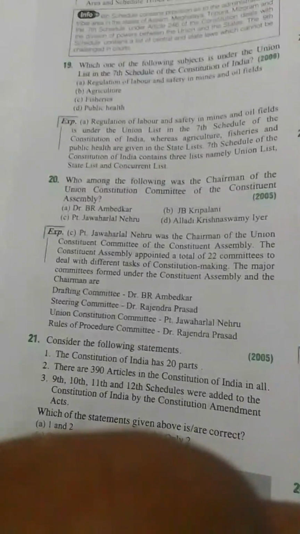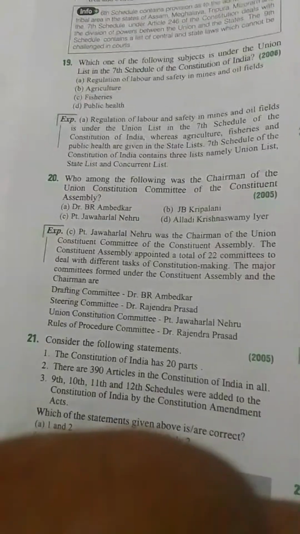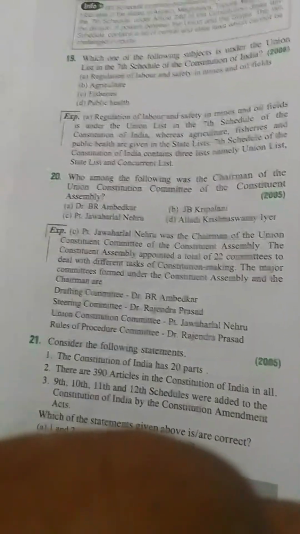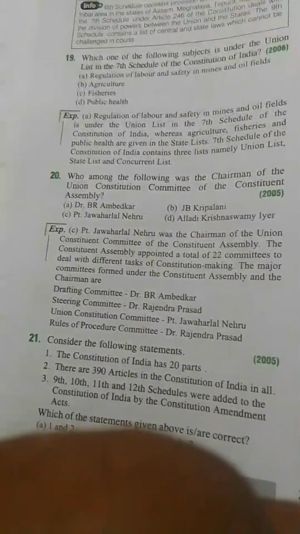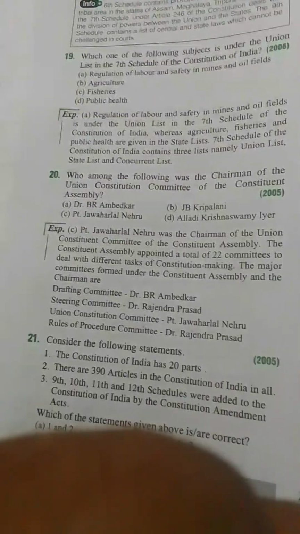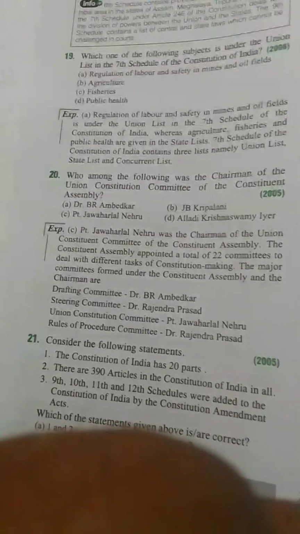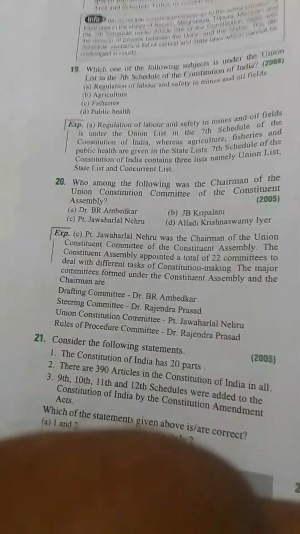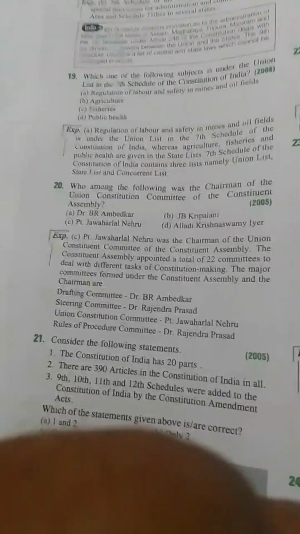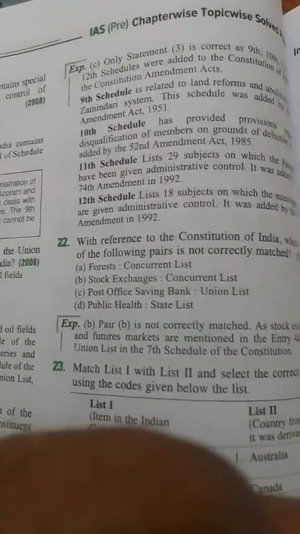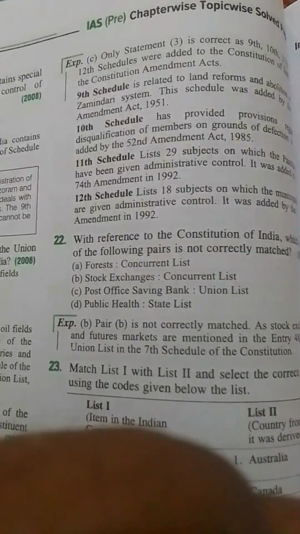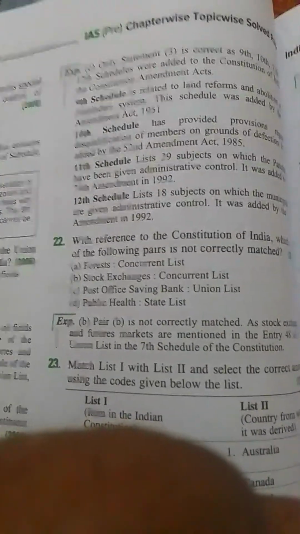The 9th, 10th, 11th and 12th Schedules were added to the Constitution of India by Constitutional Amendments. Ninth Schedule, 1951: land reforms and abolition of the Zamindari system.